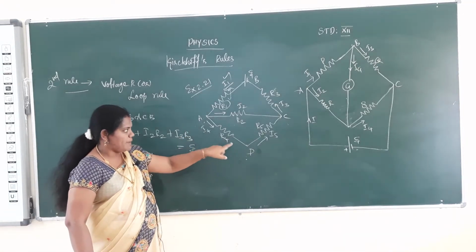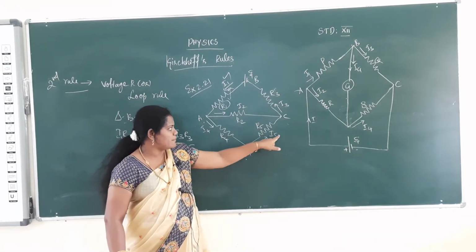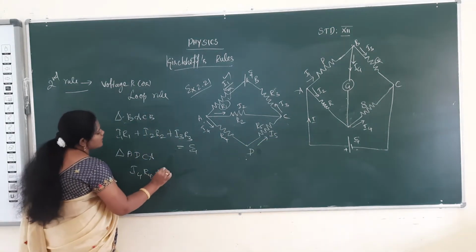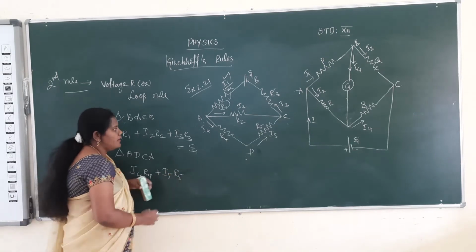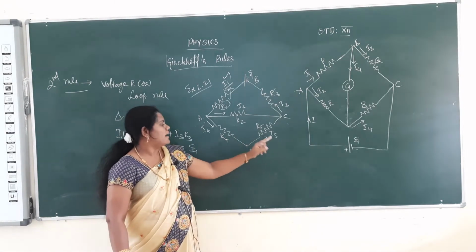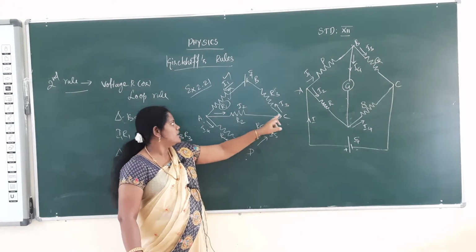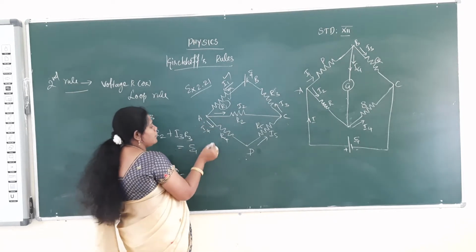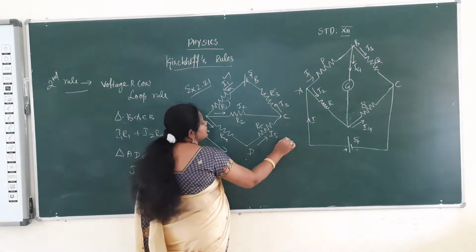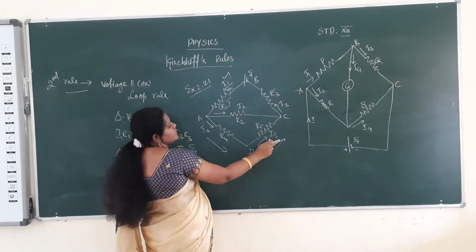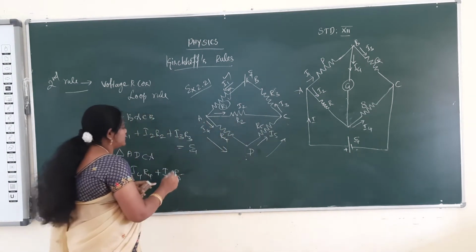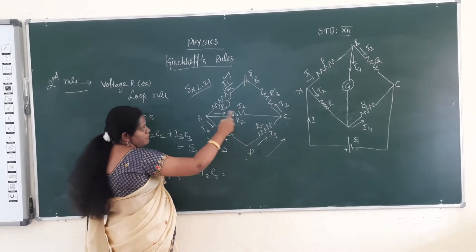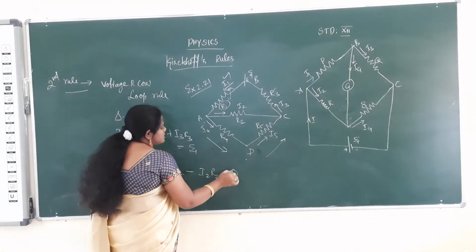I4 R4 plus I5, which is moving in the same direction. It goes this way, so it will be taken as positive. So I5 R5, then I4 R4 and I5 R5 meet at point C. We consider the third one. Is it in the same direction or the opposite direction? The current will be moving this way. I5 moves in the same direction, but this one is in the opposite direction of this, so it will be considered negative. So minus I2 R2 will be equal to the EMF of the cell. No battery is there, so it will be taken as 0.